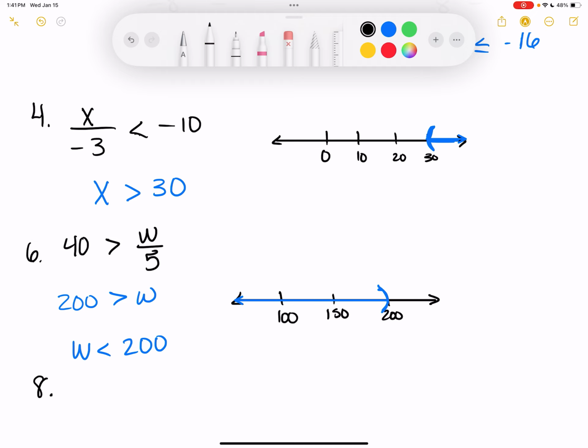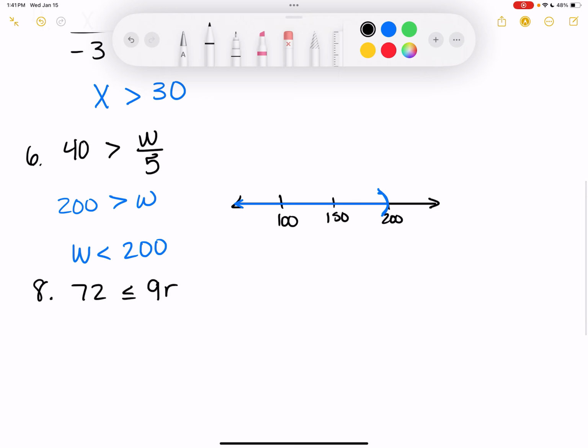72 is less than or equal to 9 times R. How do I get R by itself? You gotta divide. Yep, divide by 9. So it was being multiplied, so I divide both sides by 9. What's 72 divided by 9? So 8 is less than or equal to R.